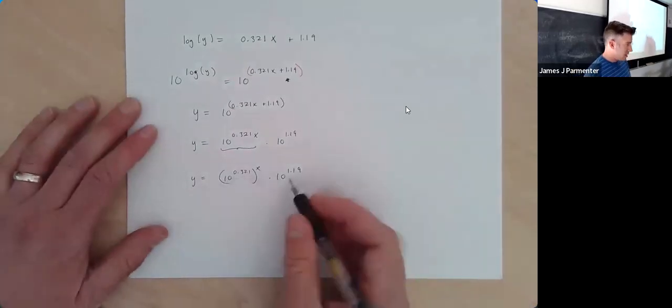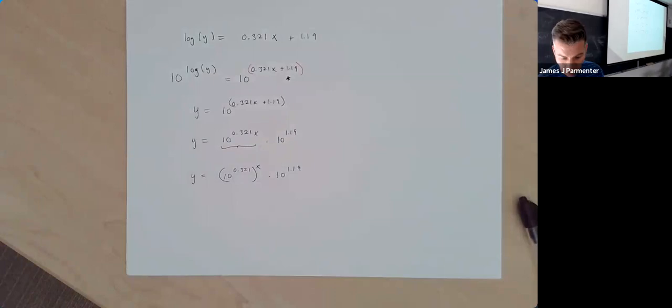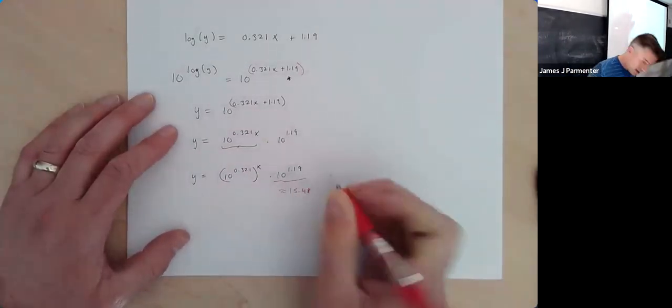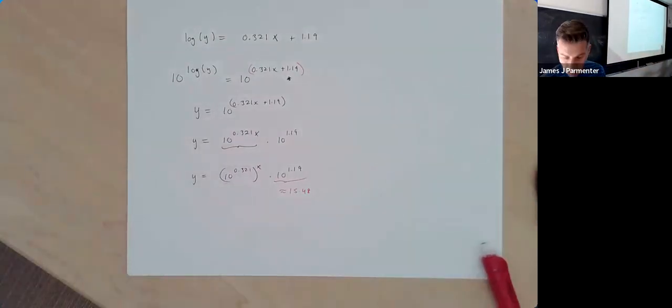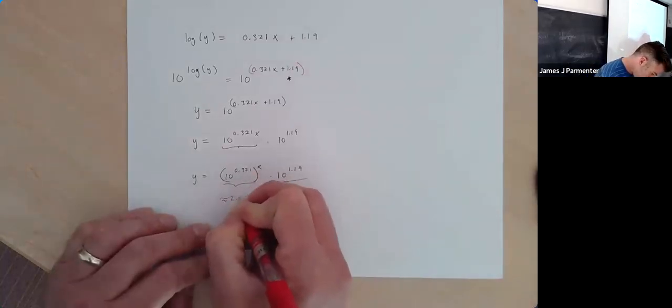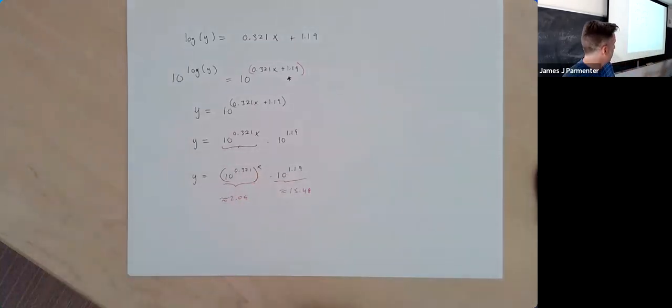Sometimes people like to actually get approximate values for these. Just using a calculator here real quick. 10 to the 1.19 is about 15.48. And 10 to the 0.321 is, let's find out, about 2.094. So I'm curious if we enter that, if it'll be right. I think it's worth checking. So let's go ahead and find out.